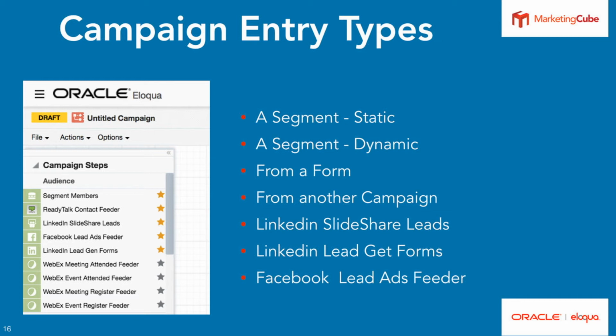You may move people from one campaign to another, and Eloqua can do that automatically for you. There's no reason that you need to manually cut segments again based on behavior. You can just simply move contacts from one campaign canvas to another. That's a helpful step and certainly saves time.